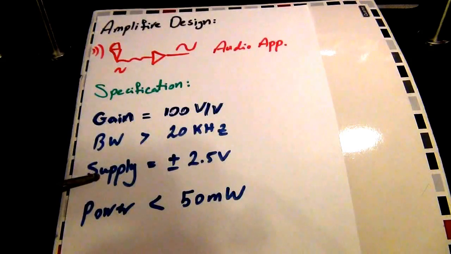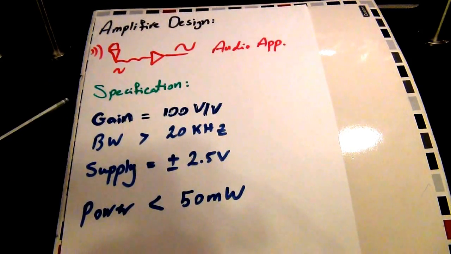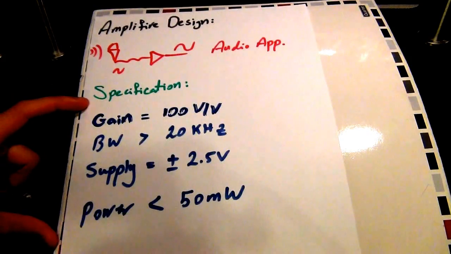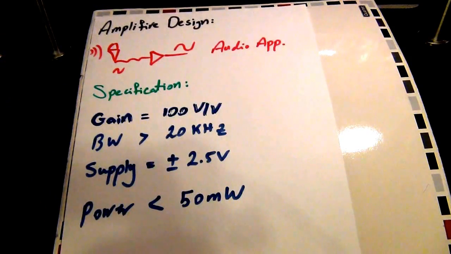Here I've also chosen the power supply to be a complementary plus or minus 2.5 volt, but you can design it to be a single, let's say 5 volt supply as well, it's not a problem. And I want to minimize the power consumption to be less than 50 milliwatt. So with this spec, we can choose an amplifier and start designing it.